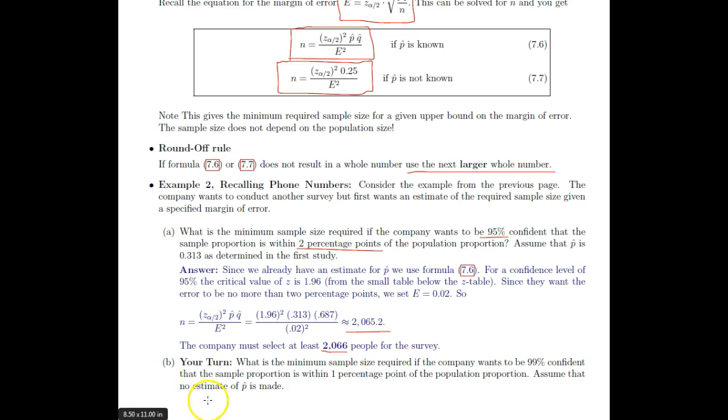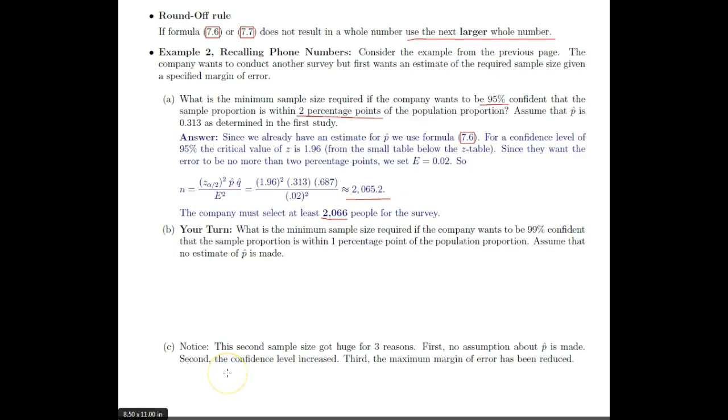All right, so why don't you try this, your turn right here. Pause the video, give it a try, and then when you replay it, I'll show you my answer and we can see if they match up.